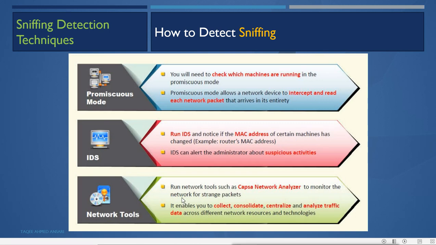Then we can use network tools such as Capsa Network Analyzer to monitor the network for strange packets. Like when the attacker tries to do an ARP spoofing attack, it will send lots of packets to the victim machines to poison the cache of the victim machine, and it will keep sending the packets continuously. So we can detect that by using these network analyzers, and it enables you to collect, consolidate, centralize and analyze traffic data across different network resources and technologies.